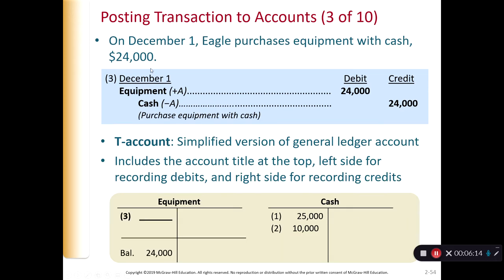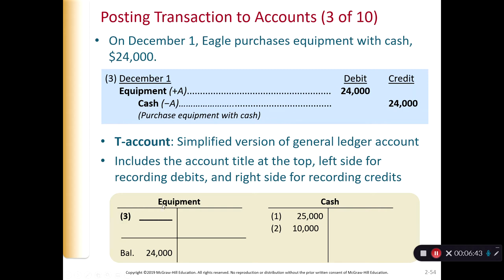So let's see this example. On December 1st, Eagle purchased equipment with cash for 24,000. So we purchase equipment means that we are increasing equipment, and our money flies out of our door, hence we are decreasing cash. So when we have an increasing asset, we debit it. When we have a decreasing asset, we credit, okay?